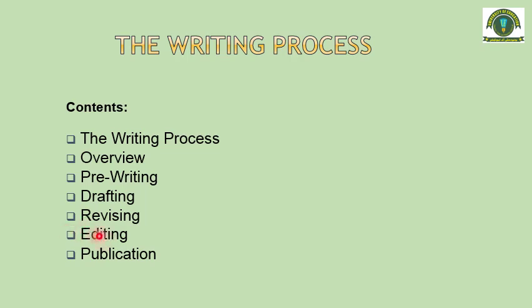Now, the next step is editing. Once you revise your work and you feel that there is a need to add something else, or there is a need to omit something, you jump toward editing. You can hire an editor for this purpose, or you can do the editing yourself. And once you are done with all these steps, you can easily jump to the next step, that is publication. So I hope the overview is easy for you.